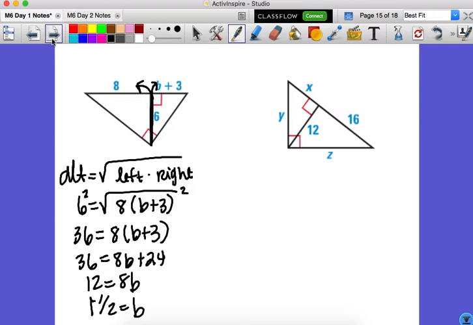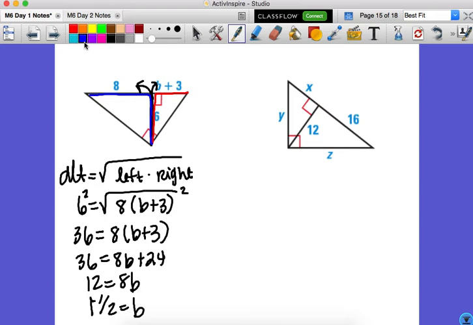If you wanted to use your similar triangles, we could set up small over long equals small over long. We'll still end up there.